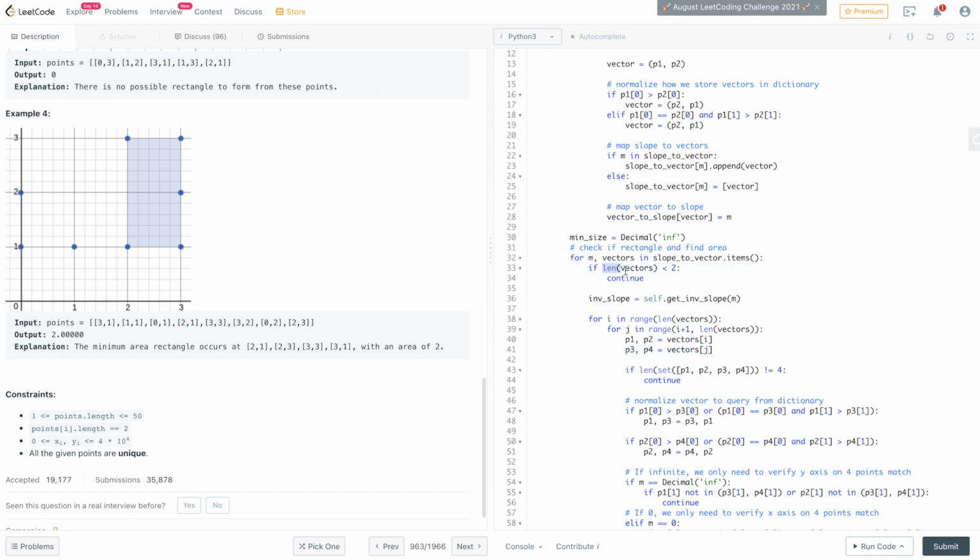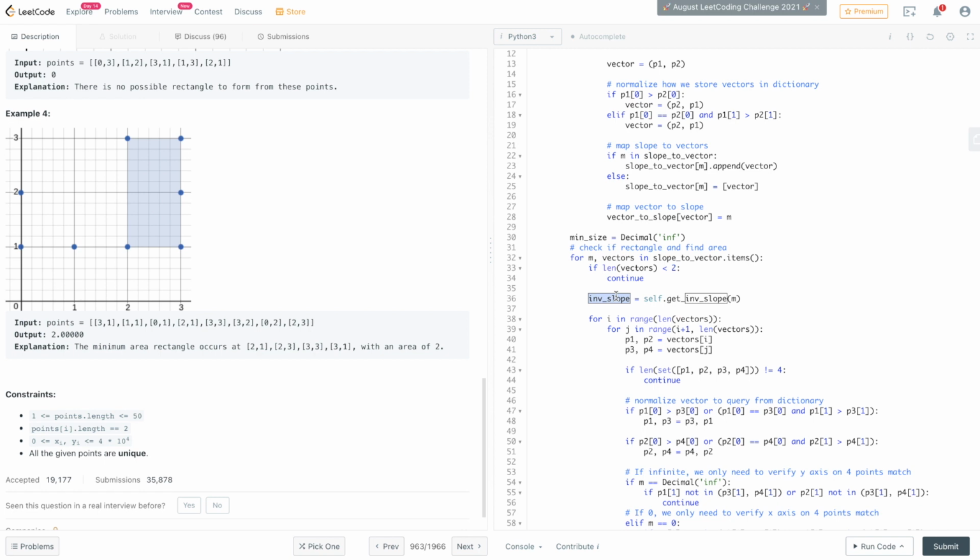If the length of these vectors is less than 2, which means there's only one vector with the exact slope, we cannot form a rectangle, because a rectangle has two sides that are parallel to each other and two sides that are perpendicular. So we can immediately skip this case. For the perpendicular slope, we need to find out whether they are the inverse slope, right?